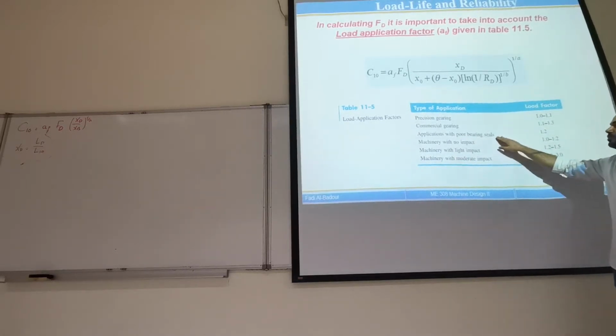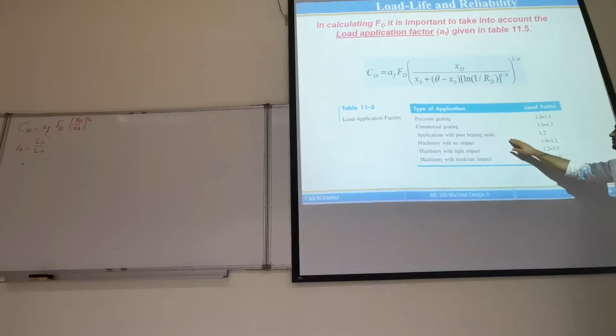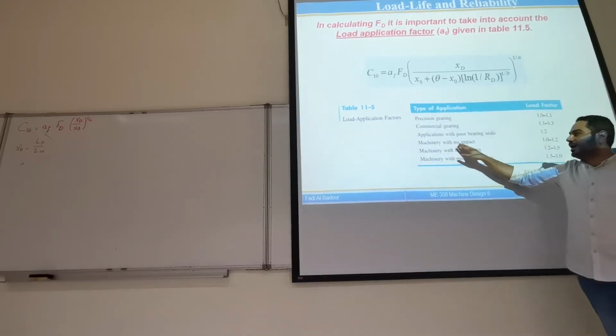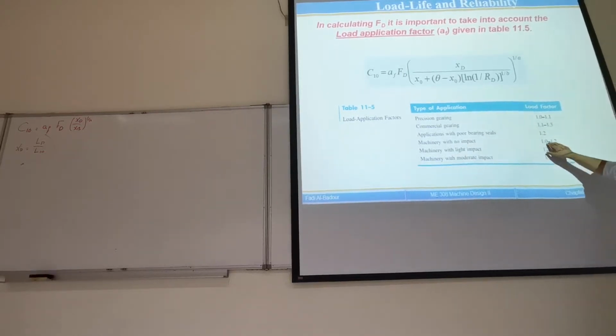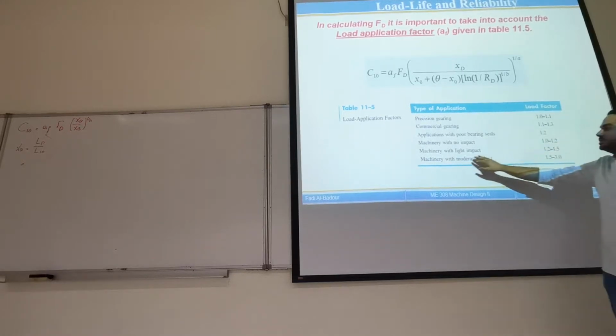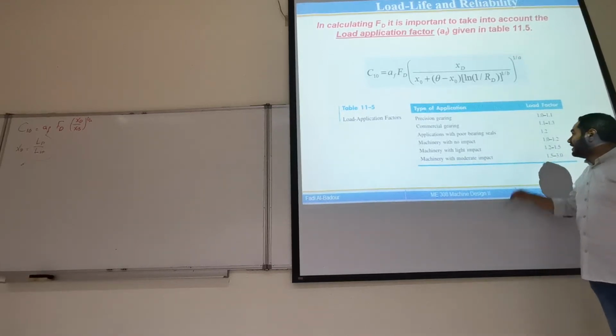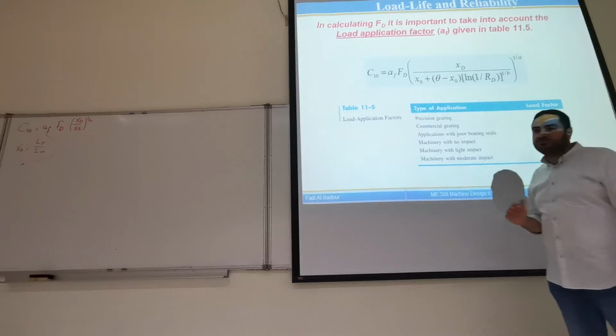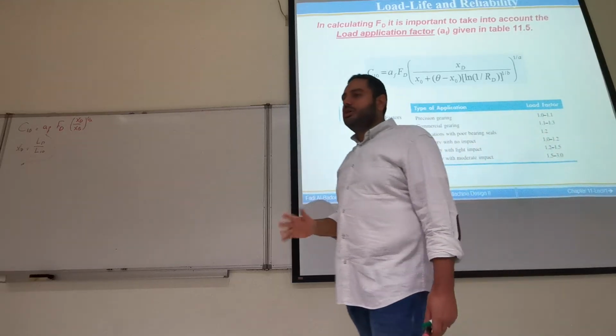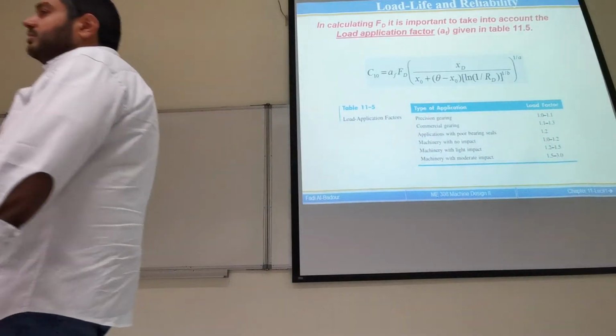Where you have poor sealing, 1.2. When you have no impact, you can go from 1 to 1.2. If there's a light impact, 1.2 to 1.5. Moderate impact loads, 1.5 to 3. Now, someone will say, we have a range. Which value do you pick?